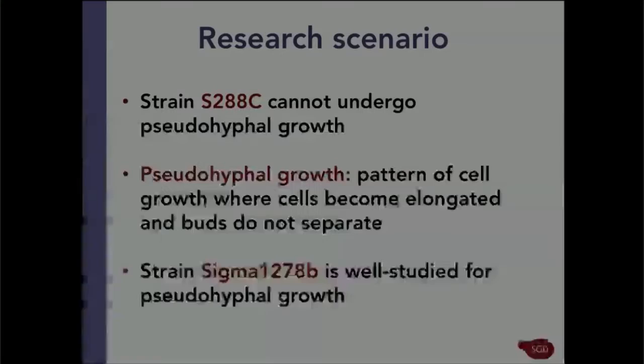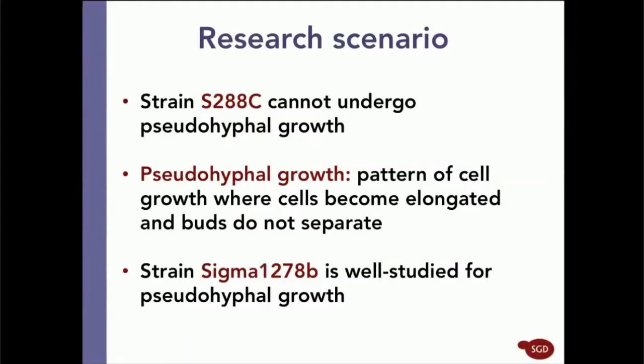So now that we've covered basic Variant Viewer usage, let's go over a quick research scenario. Let's say that you're interested in the fact that strain S288C, the reference strain, cannot undergo pseudohyphal growth, a pattern of cell growth that occurs under nitrogen starvation, where cells become elongated and fail to separate during mitosis. Strain sigma, in comparison, undergoes pseudohyphal growth readily and is pretty well studied for it.